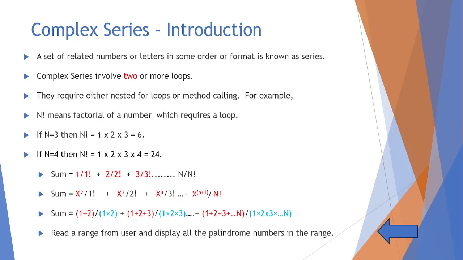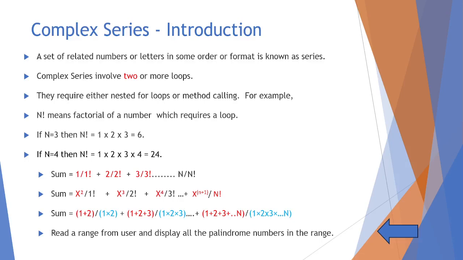Second question, x square upon 1 exclamation plus and so on. So there is addition as well as factorial. The outer loop adds, the inner loop finds factorial for the term. So this is how we decide.